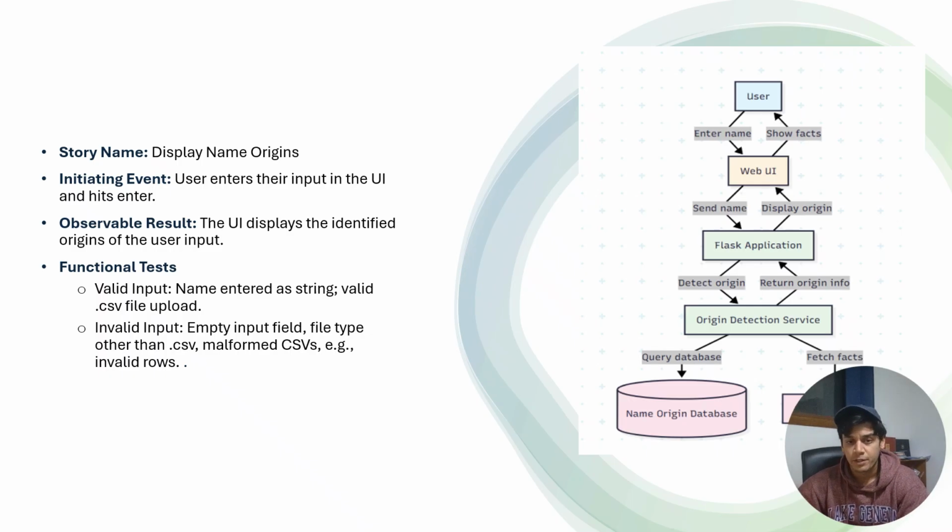Functional tests, a valid input would be the name entered as a string. We wouldn't want the names to include any special characters or numbers. And a valid CSV file if the user chooses to go through the CSV file upload functionality. Invalid names would be an empty input field and malformed CSV files.